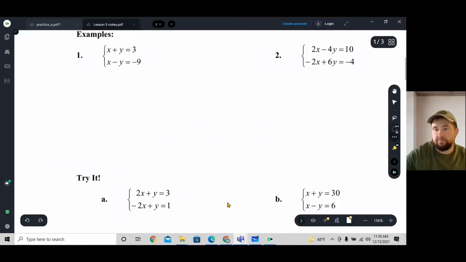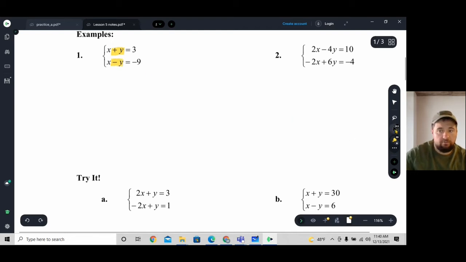All right, let's go over this. We should have immediately noticed in problem number 1, this positive y and this negative y. Because if we added these two equations together, these would cancel. They're opposites of each other. So I'm going to add them together. X plus x is 2x. Positive y, negative y, they cancel. We don't have to write it. And 3 plus negative 9 is negative 6. So 2x equals negative 6.